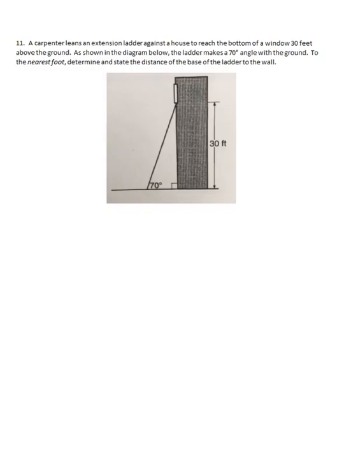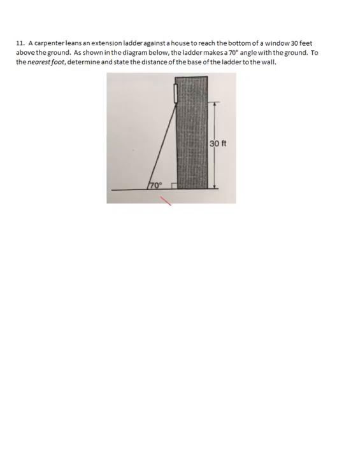So our carpenter leans an extension ladder against a house to reach the bottom of a window 30 feet above the ground. As shown in the diagram below, the ladder makes a 70-degree angle with the ground. To the nearest foot, determine and state the distance of the base of the ladder to the wall.